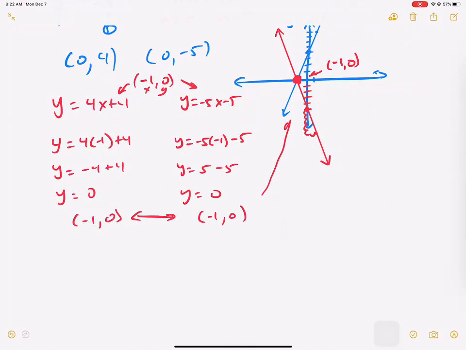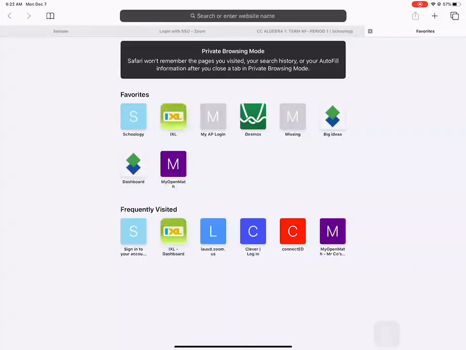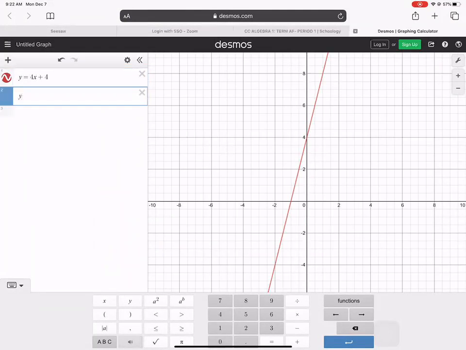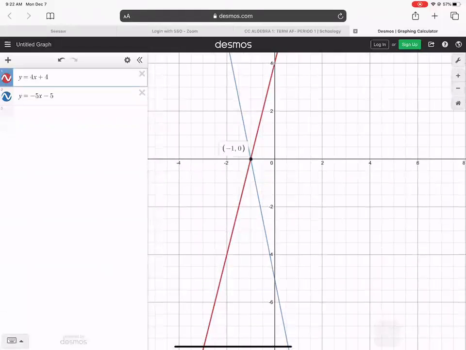Now, solving by graphing is one of our easiest ways to solve a system of equations, because it just involves drawing two lines, and we're used to drawing lines by now, hopefully. Graph the y-intercept and then the slope, and then look at where they meet. If I do this on Desmos, Desmos will do a much nicer job. We have y equals 4x plus 4, and my second equation, y equals negative 5x minus 5. You can see that these lines meet at negative 1, 0.